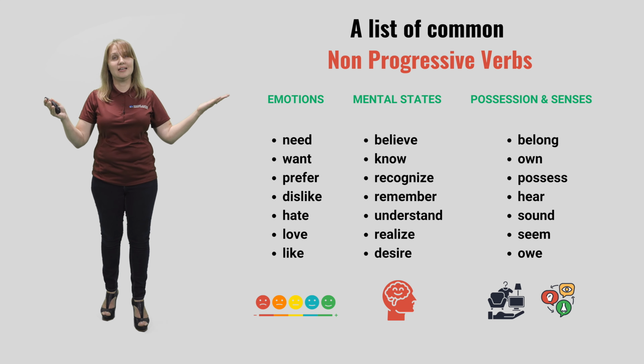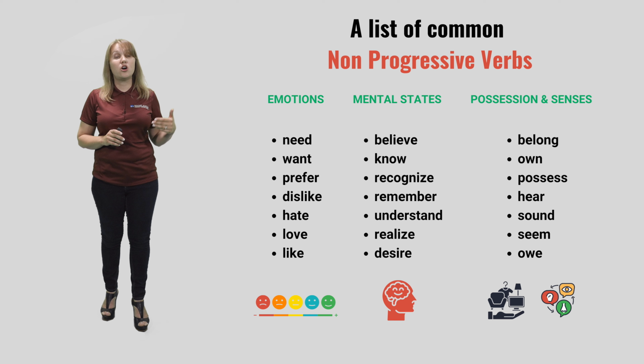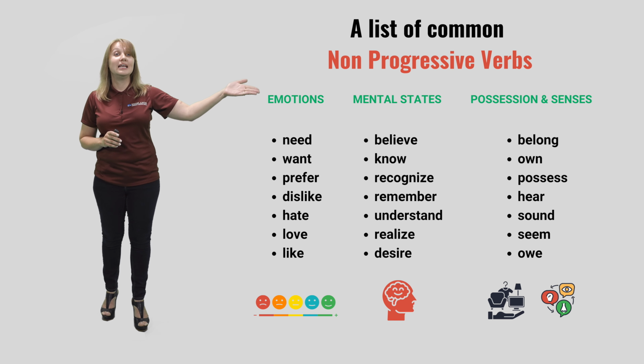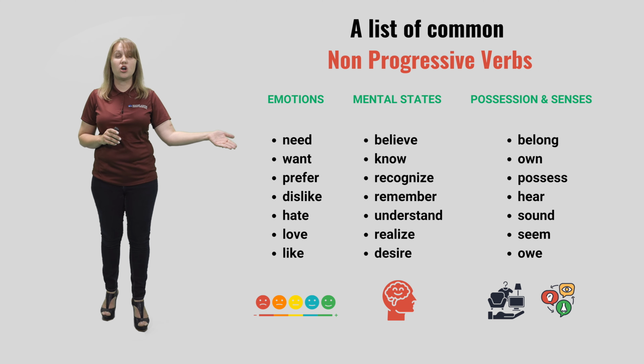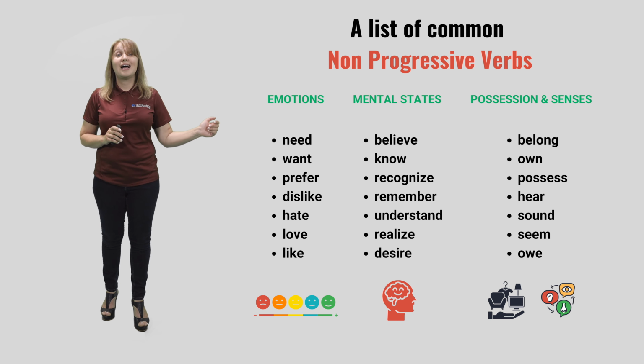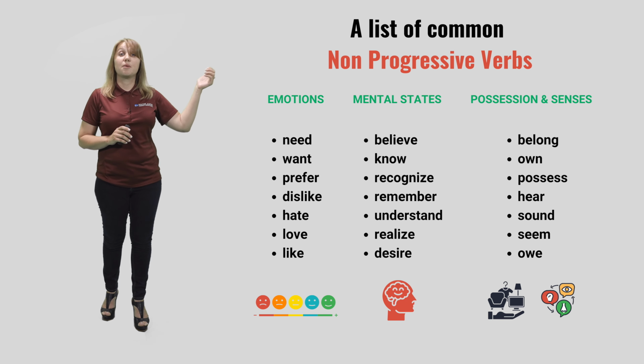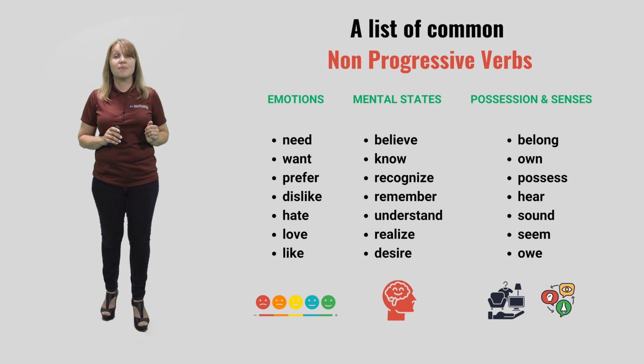We have a whole list of common non-progressive verbs. Some of them refer to emotions, and they are need, want, prefer, dislike, hate, love, like. The other ones express mental states, like believe, know, recognize, remember, understand, realize, desire. And some of them refer to possession or senses, like belong, own, possess, hear, sound, seem, and owe.